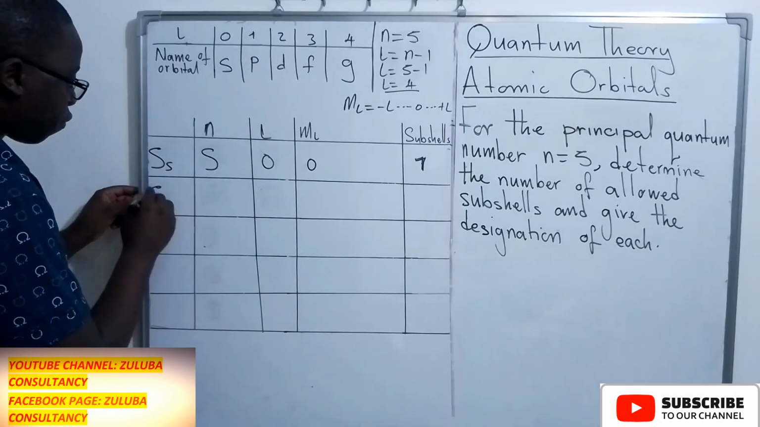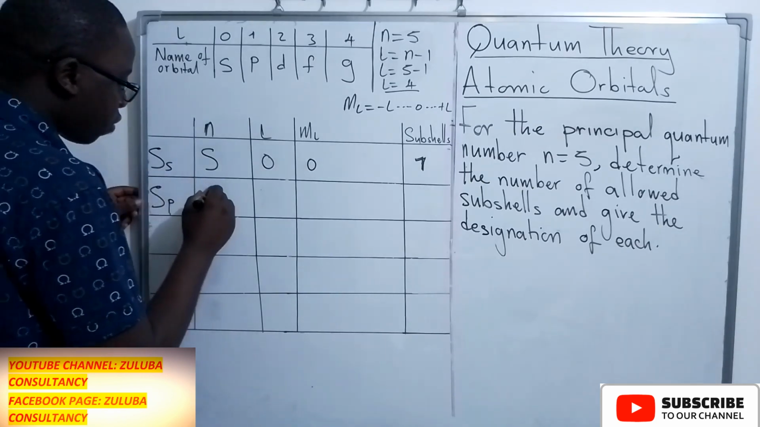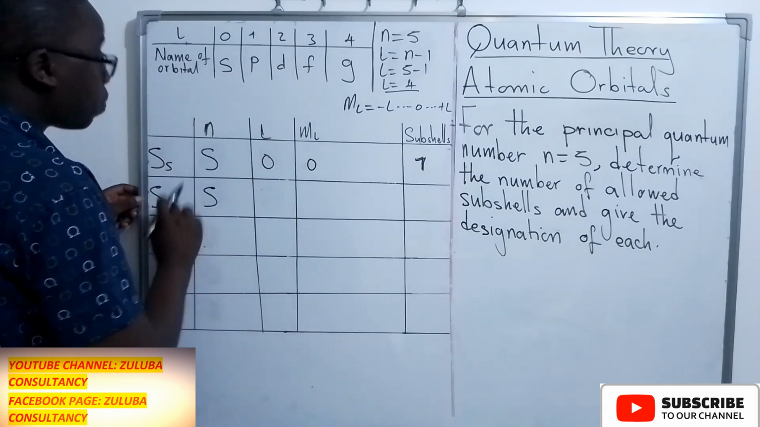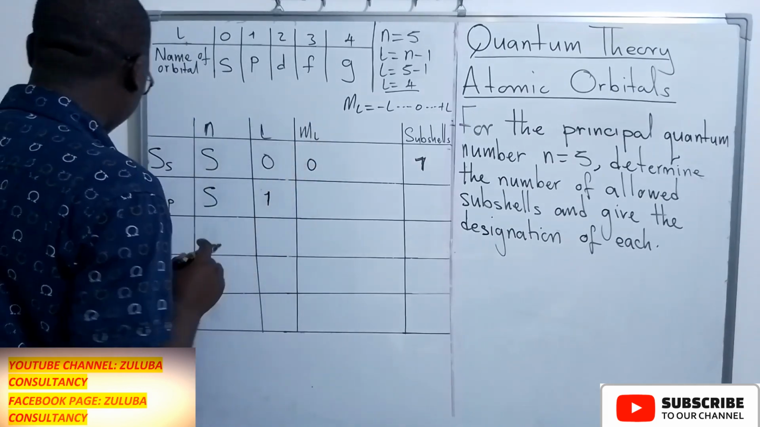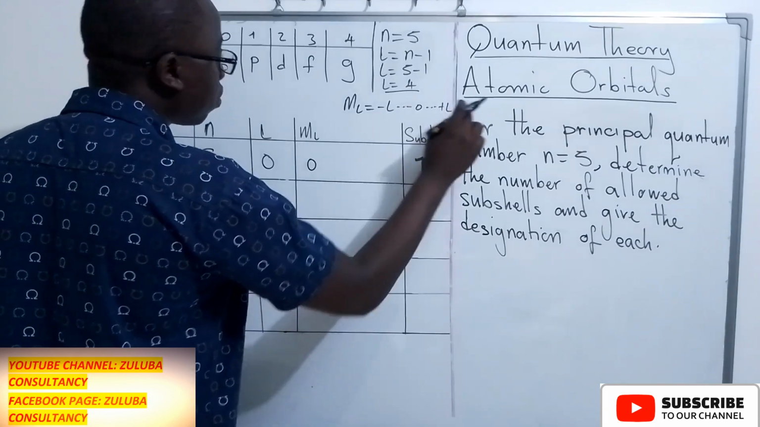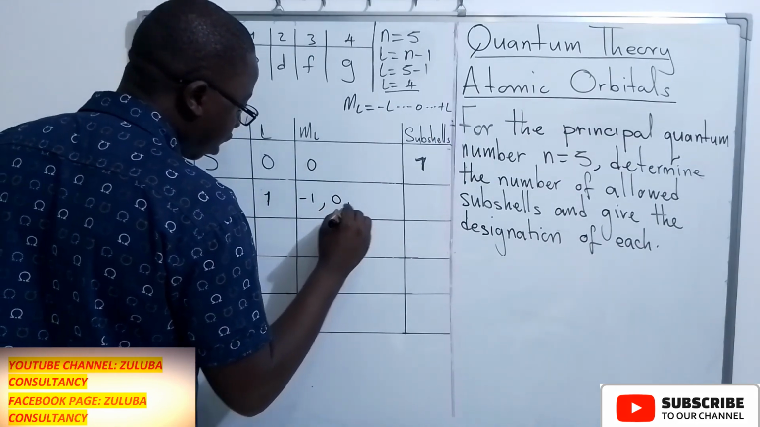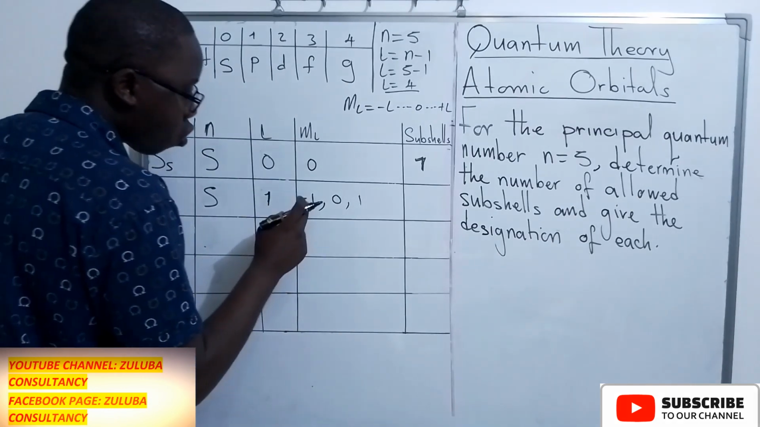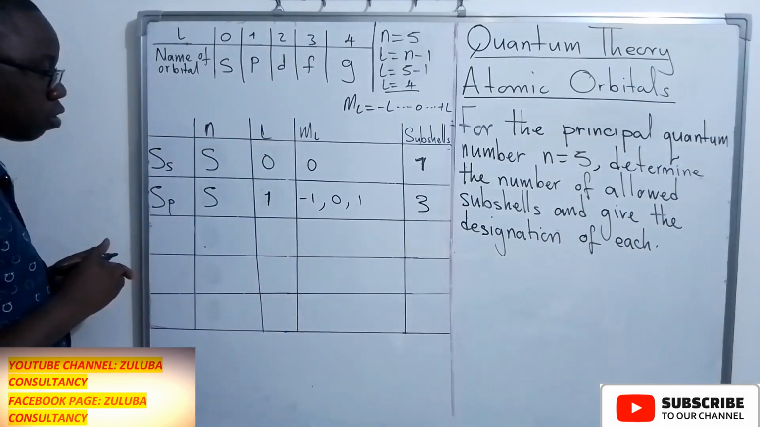When you have 5p, what is the value of n? The value of n is 5. The value of L, when it is p, is 1. What is the value of ML? Now, ML will have negative L through 0 to positive L. So we'll have negative 1, 0, and 1. How many subshells are these? We have 1, 2, 3. So we have a total of 3 subshells there.